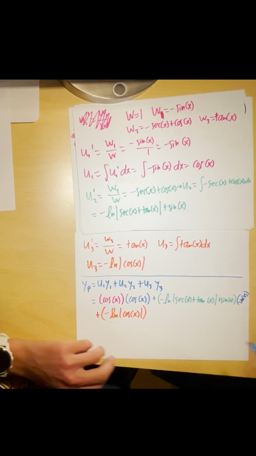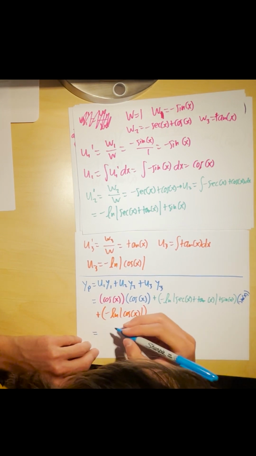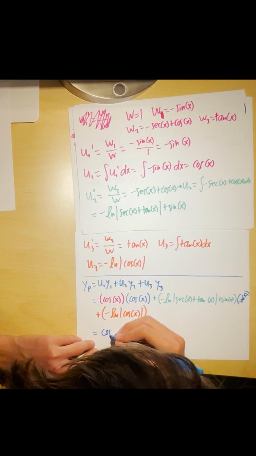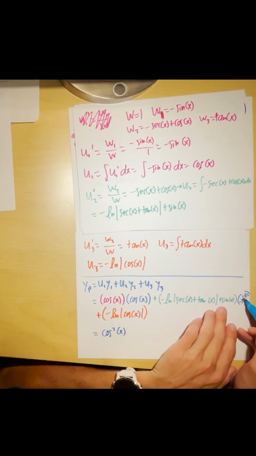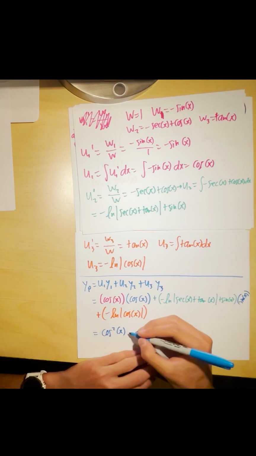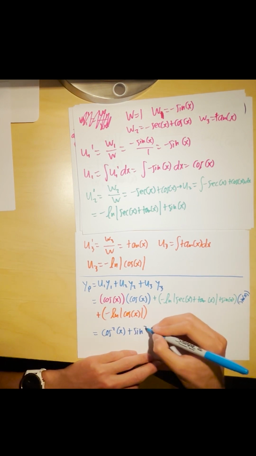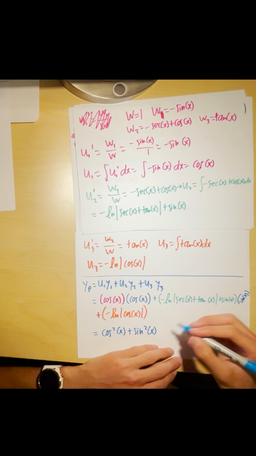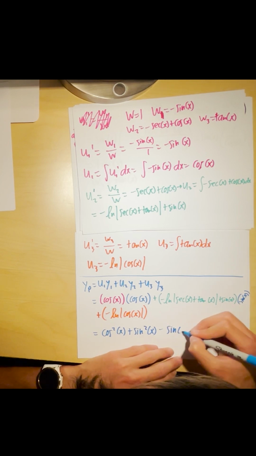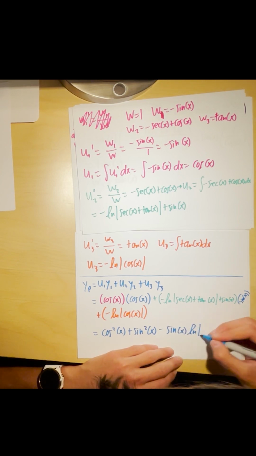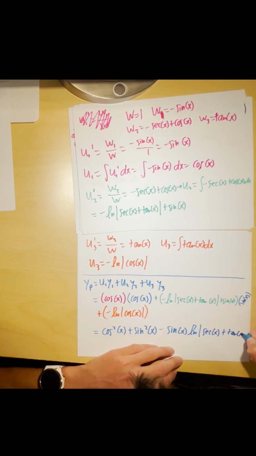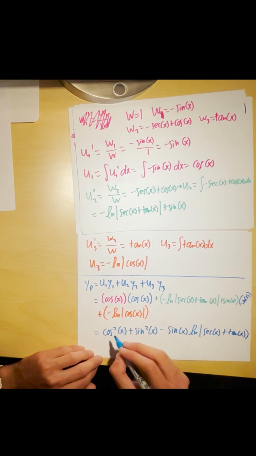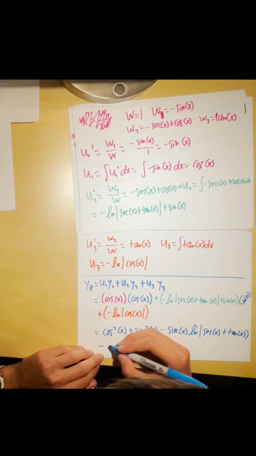And so when we simplify this, we'll get cosine squared of x. And when we do the distribution here, we get a sine squared of x, kind of doing it backwards, minus sine of x ln of secant x plus tangent x, and finally we'll add on the last term.